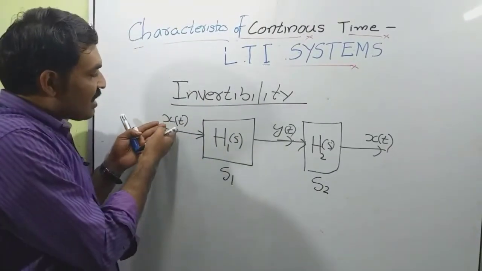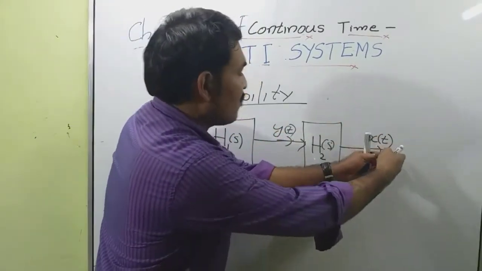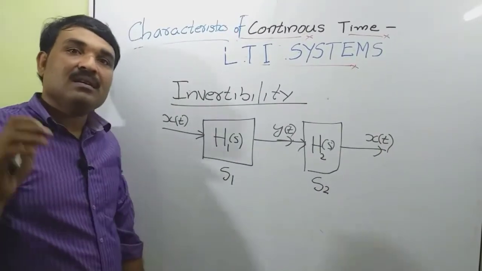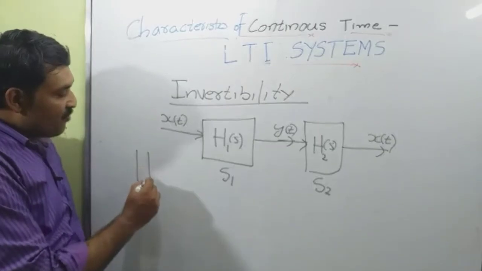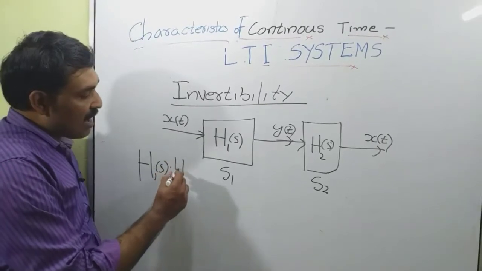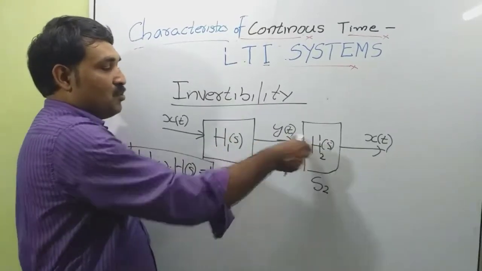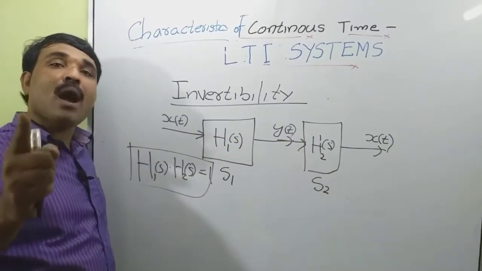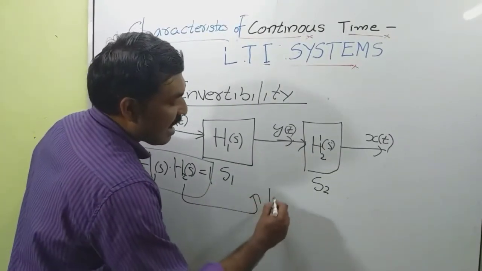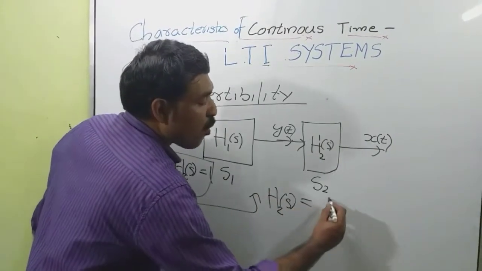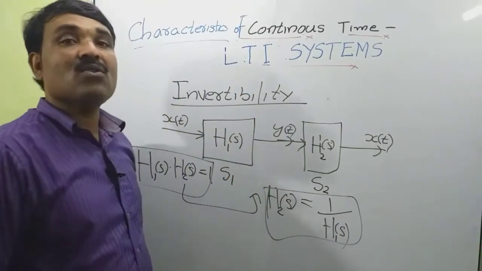That means x of t will produce y of t, and this y of t is given as an input to another system that will produce x of t, the input to the first system. That is the condition for invertibility. A system is said to be invertible if H1(s) into H2(s) is equal to 1. That is, if the product of these two transfer functions is equal to 1, then the system is said to be invertible. So from this equation we can write H2(s) equal to 1 by H1(s). This is the condition for invertibility of a system.